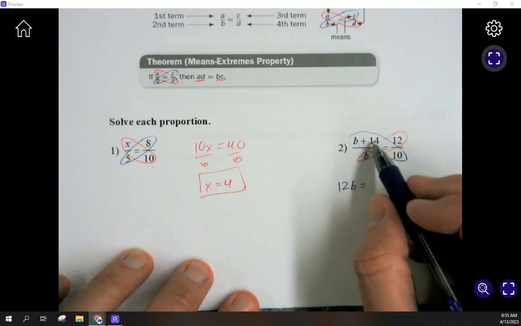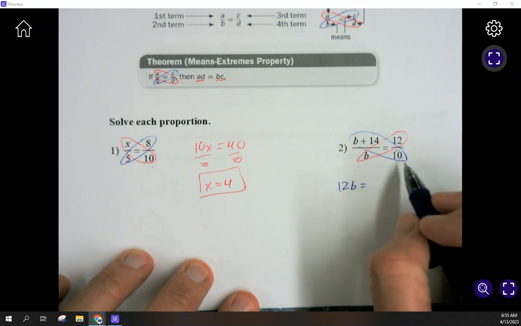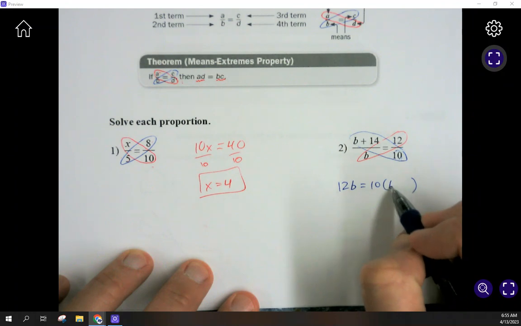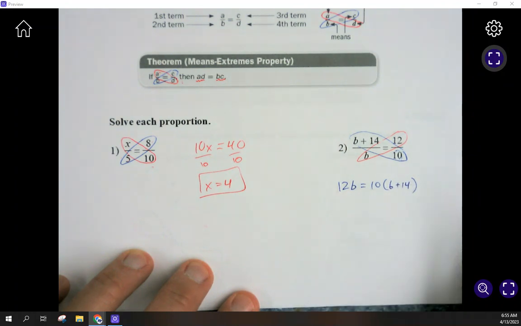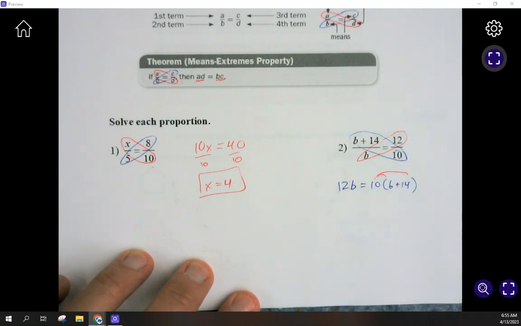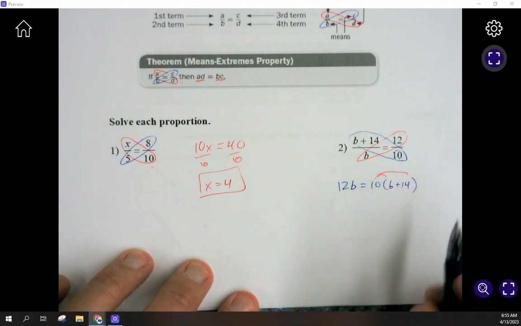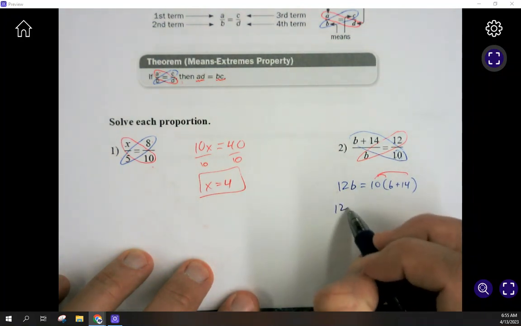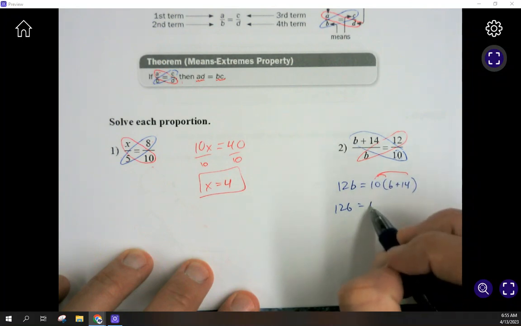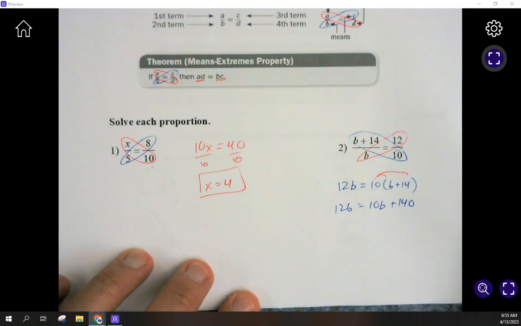So if I have a binomial here, two terms, being multiplied by a monomial, one term, it's 10 times this whole binomial. You're going to just distribute it. And you can kind of skip this first step once you get used to it and just go ahead and multiply 10 times this and 10 times this. But in your notes, I want you to see what we're actually doing here. So the 10 is going to get multiplied times the b and times the 14. So it's 10b plus 140.